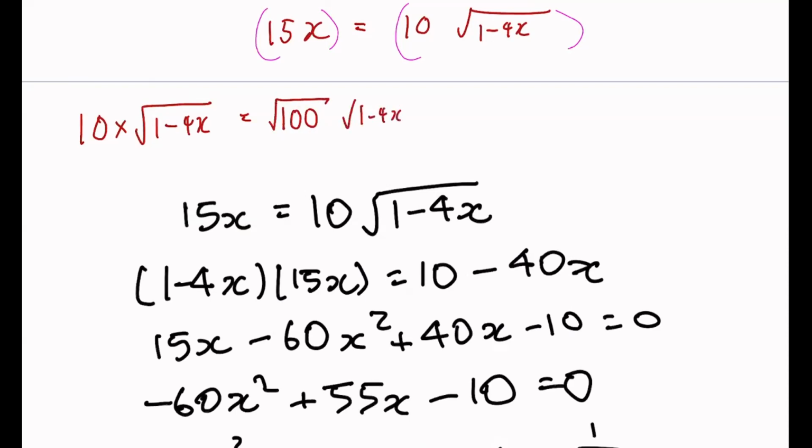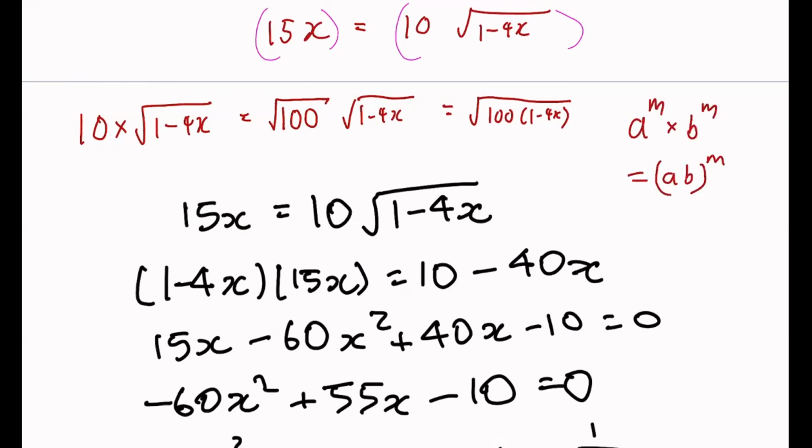Do you get what I'm saying? Okay. So the 10 becomes the square root of 100. Now that they both have the square root, they are the same social status, then they can combine together. 100 multiplied by 1 minus 4x. Basically, this is just exponent rules. When you have the same power, then you are allowed to multiply the bases together. If they have different power, you cannot. You cannot times the 10 in.